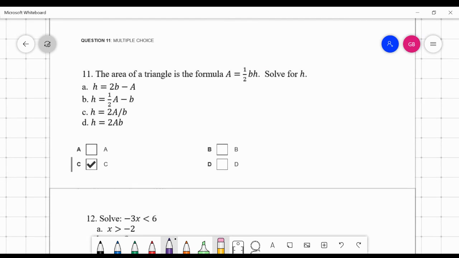Number 11. The area of a triangle is the formula A equals 1/2 BH. We're going to solve for H. So remember, to clear a fraction, you're going to multiply by the denominator on both sides. By doing so, these 2's cancel out. So you're left with 2A is equal to BH. And then to get the H by itself, I'm going to divide by B. Okay. So H equals 2A over B, which is C.